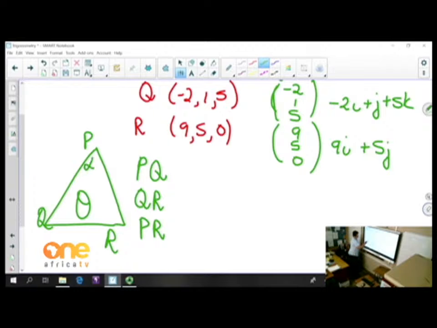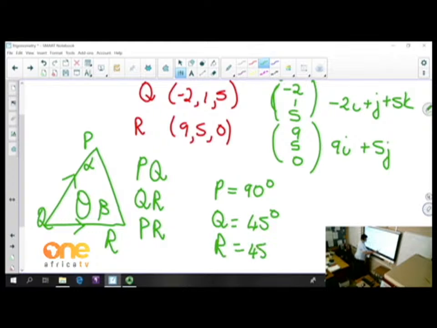We can also call them alpha, beta, and theta, but you will have to have two arms for each angle, so it's always good to draw the picture. Now, if we do these calculations, we find that P is equal to 90 degrees. Q or R, you can calculate any of them, is 45 degrees, and then obviously the third one is also going to be 45 degrees. So we will calculate them with exactly that same method that we have there.